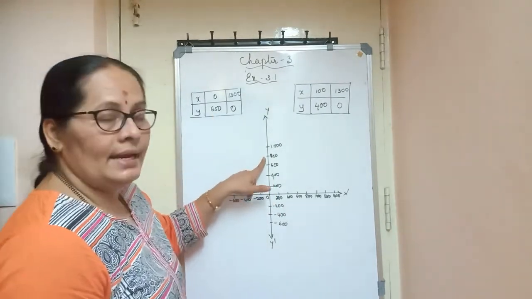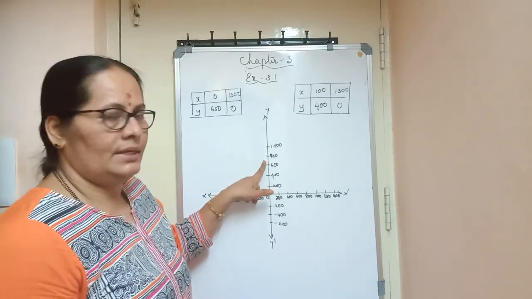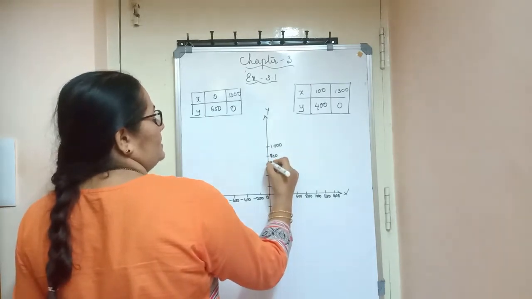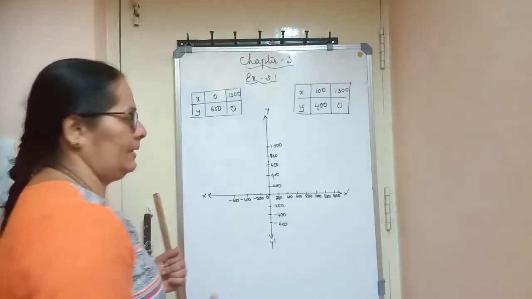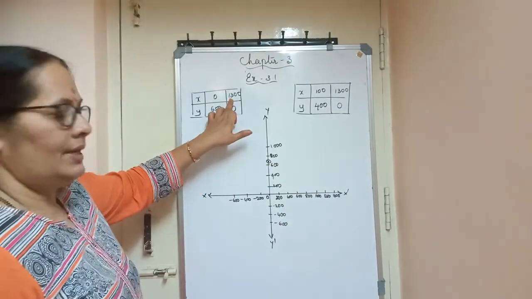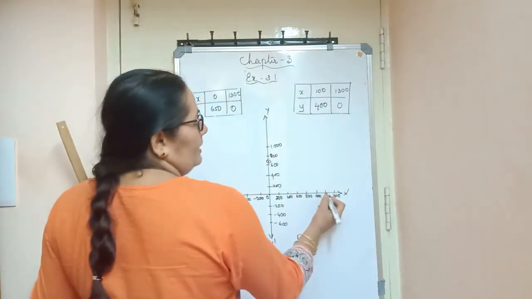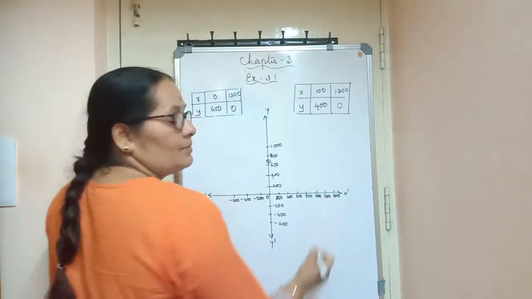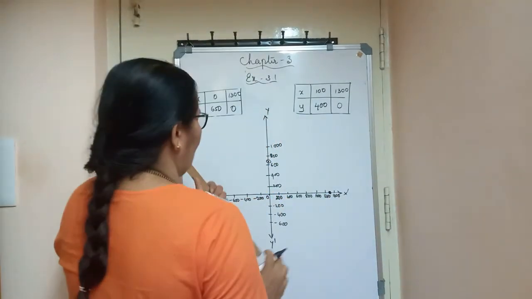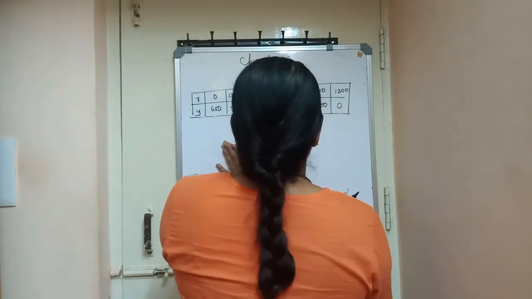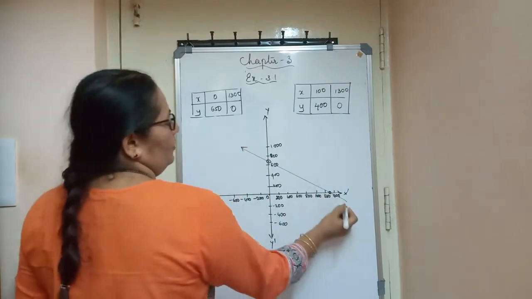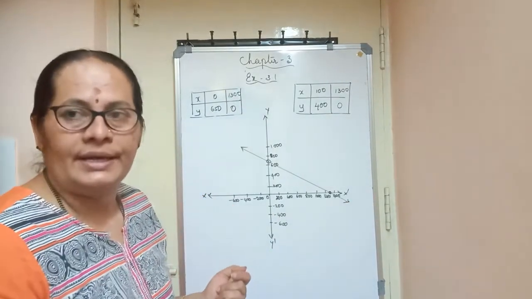So 600 and 800 middle is 700. Then 700 and 600 middle is 650. 650. Okay. Then 1300. When x is 1300, 1300 is middle of 1200 and 1400. So here. Now join these 2 points. So join these 2 points, you will get a straight line.